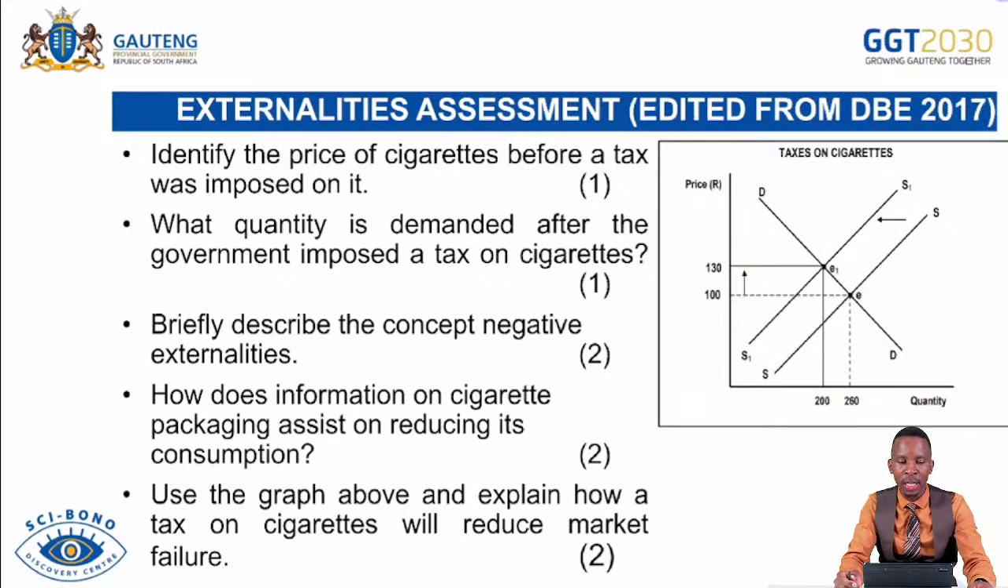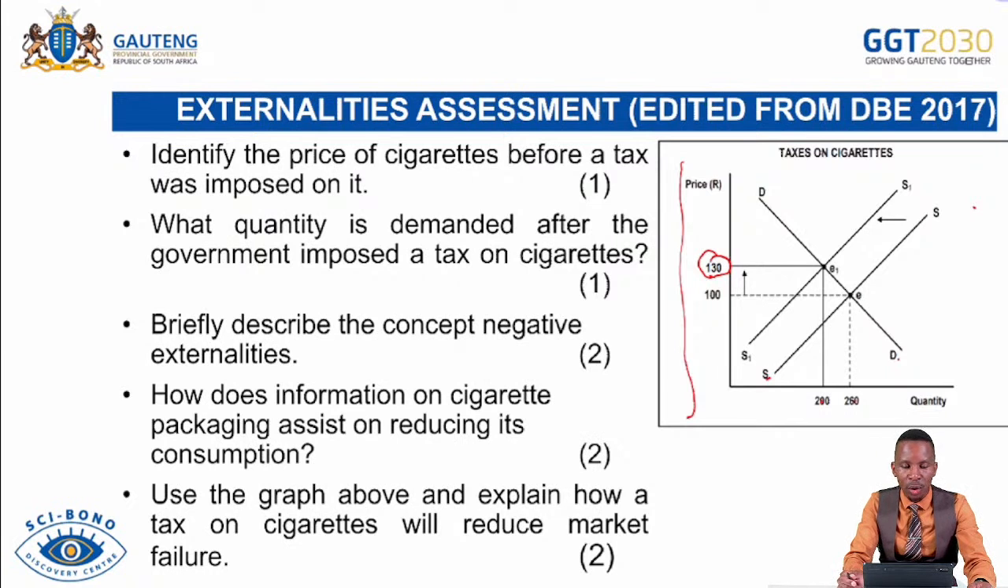And then the assessment on externalities, extracted from DBE 2017. Identify the price of cigarettes before the tax was imposed. So you are supposed to identify the price here. Remember, given the graph, you must first interpret your graph. We can see on our quantity, we have 200 at the new equilibrium. On the original, we have 260. As the supply curve shifts from SS to S1, we have the new equilibrium created at the intersection between S1 and DD. And then the new price is 130. You can see the price is increasing. Then you will be able to answer questions.